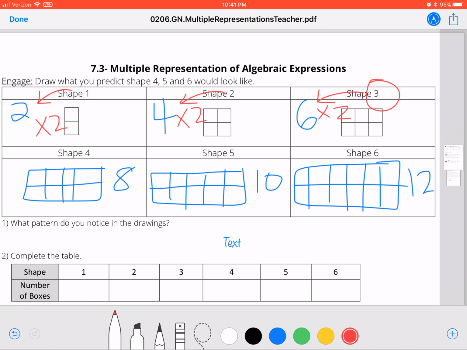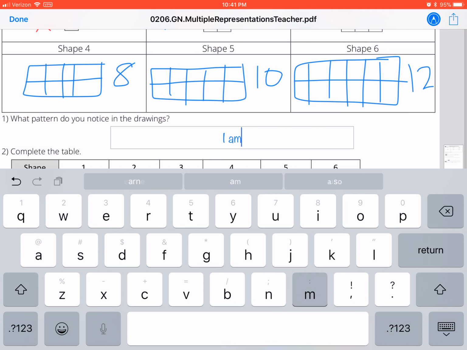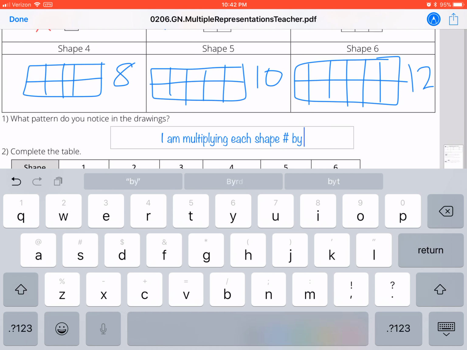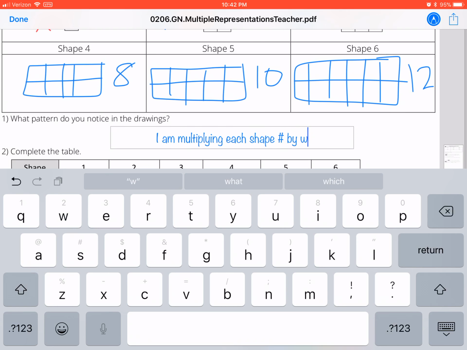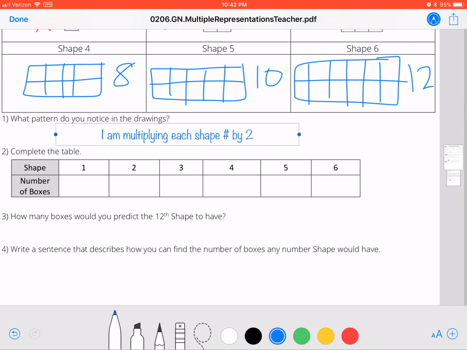So for my text, I am multiplying each shape number by 2. So what is the pattern? I'm multiplying each shape number by 2.